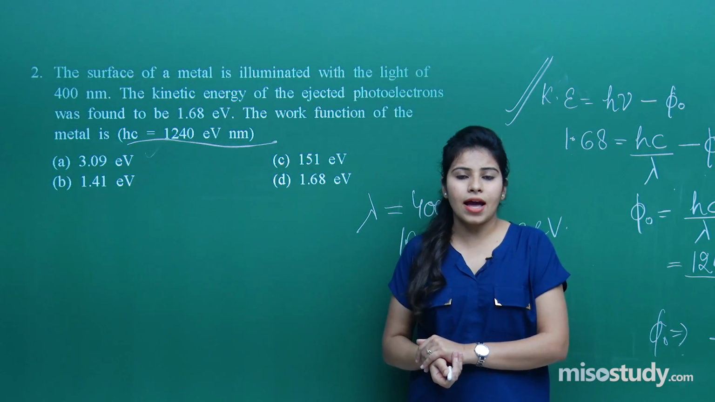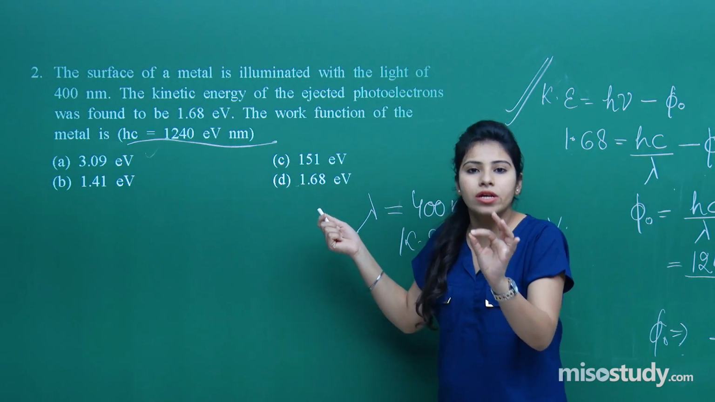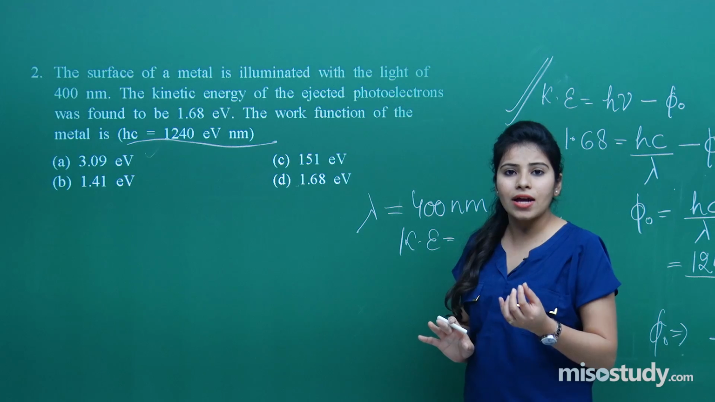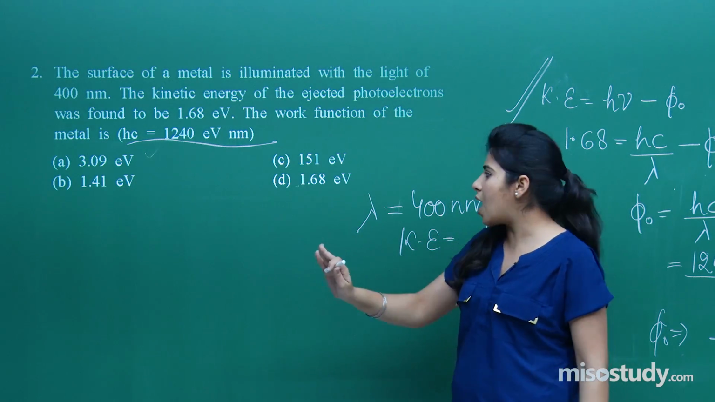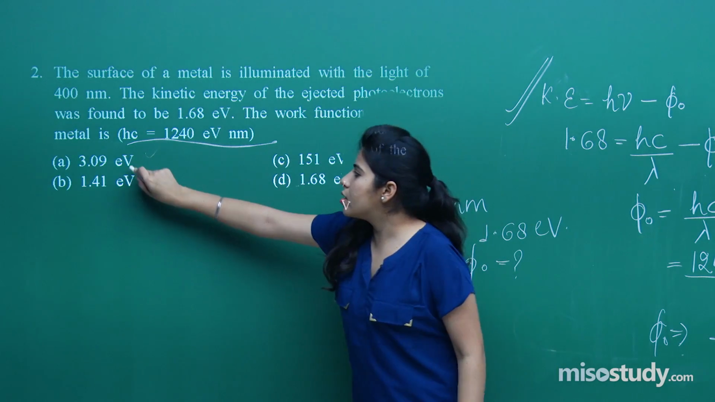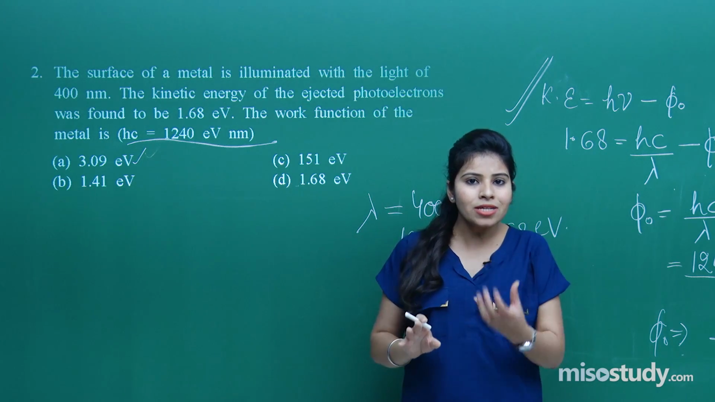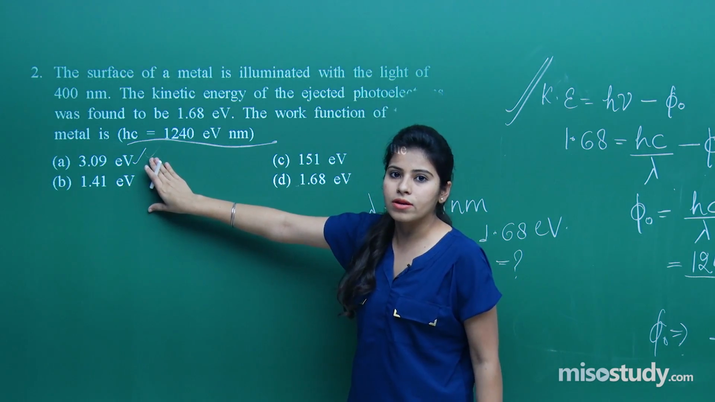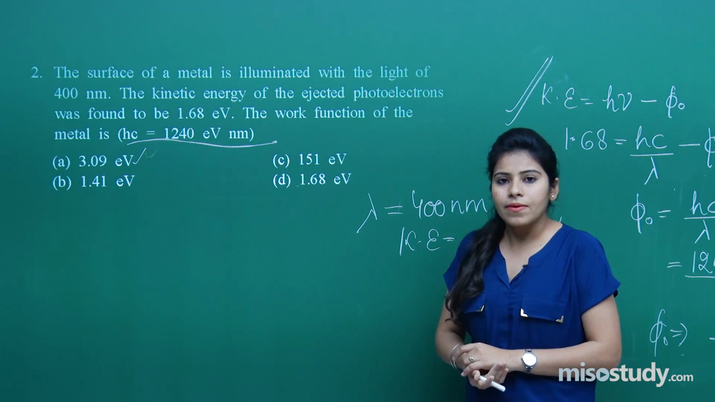And one more important thing: your answer may not be exactly accurate, but whenever you see that an option is very close to your answer, you can just tick that one. Suppose the option is 3.09, and my answer is coming as 3.07. Please do not get bothered. 3.07 is the closest to this option, so you just have to tick this one, because the others are very far away from your answer. So this was your question number 2.